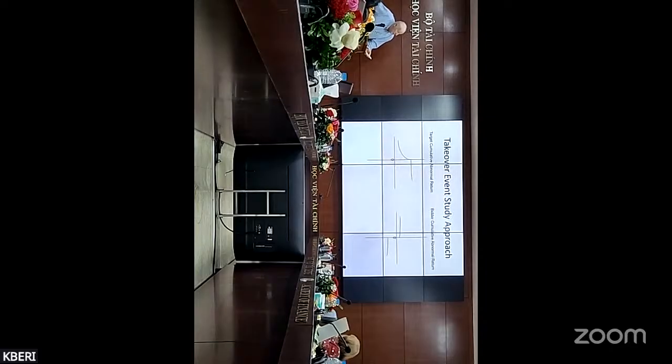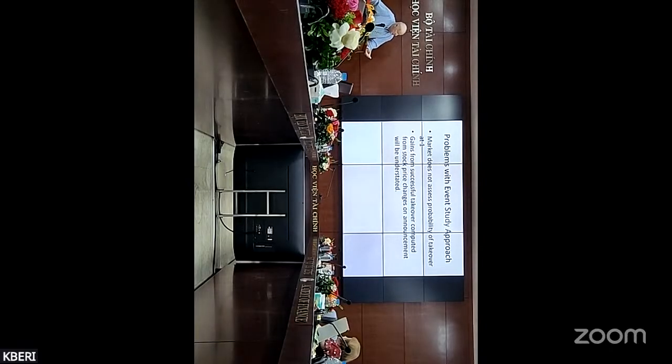So here's the takeover. So you can see the target, and that's the regular event study, and that's the bidder on the right. But we've got to identify the probability of success. Right? So you can't just use the one price change to identify all of the parameters that are necessary. So the new information released by the takeover bid. So we need to get, what's the information effect, what's the value effect.